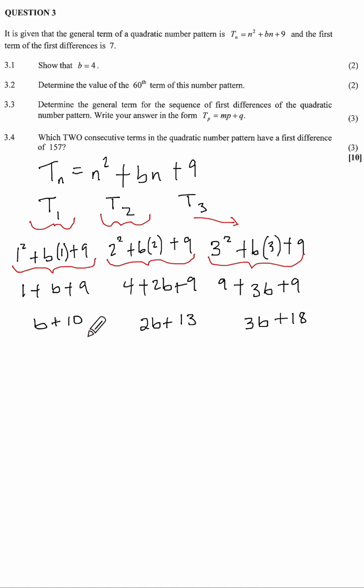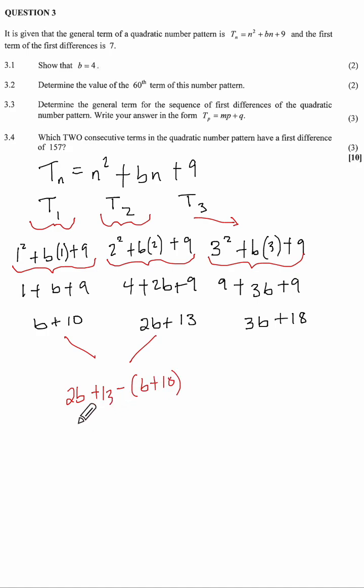So the first difference is, I would say this minus this, right? So I just want to work it out on the side so that we can understand what's going on there. So I would have 2b plus 13 minus, so I have to put that in brackets, b plus 10. If I don't put brackets, then my minus would not affect everything. Then I would get wrong things.